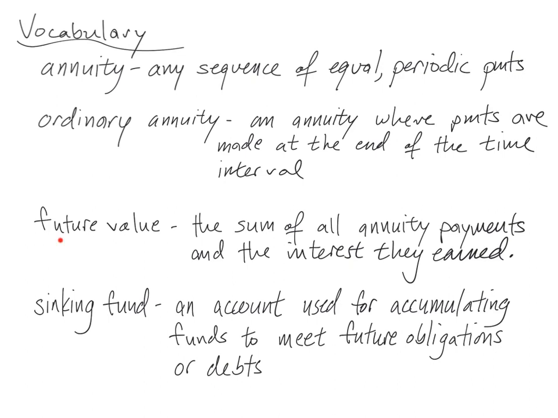So here we go, future value. Future value is the sum of all annuity payments and the interest they earned. Of course, that would be at the end of the scenario. So if it happens for 5 years, well, then at the end of 5 years, all of the annuity payments that you made and the interest they earned along the way.